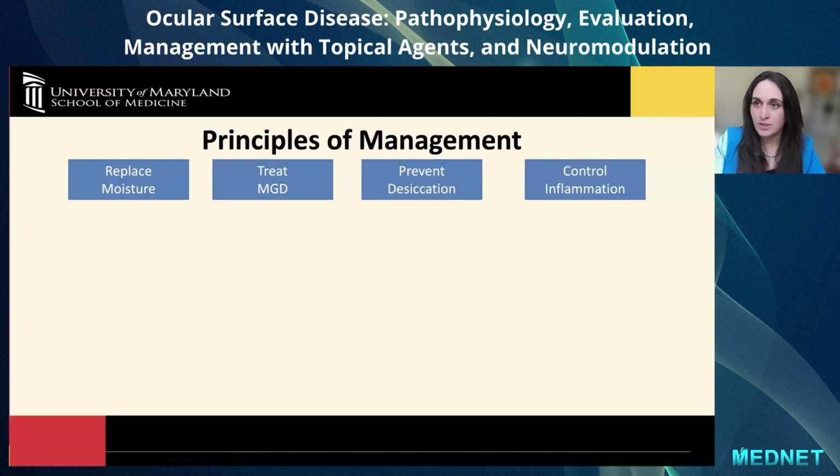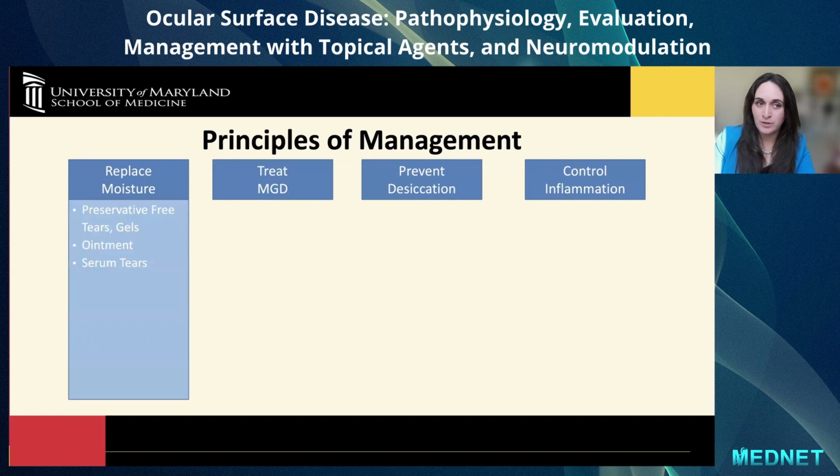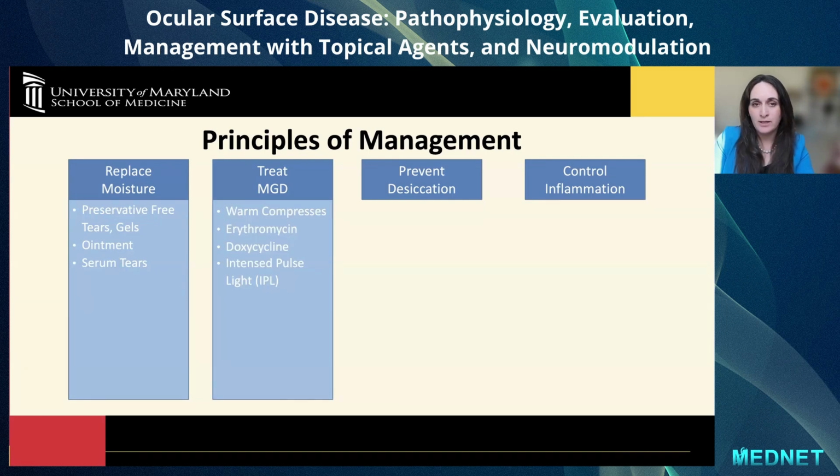Ultimately, the principles of management for ocular surface disease are fourfold. So replacing the moisture, you want to think about preservative-free artificial tears, gels, ointments, serum tears. You want to think about treating the meibomian gland disease, so looking at the eyelids, treating with warm compresses, erythromycin ointment, systemically with doxycycline, or in-office procedures like intense pulsed light therapy.